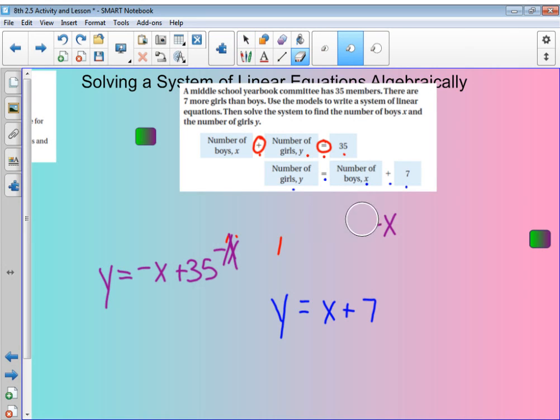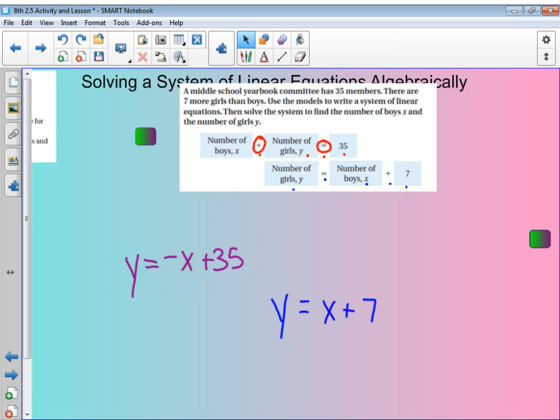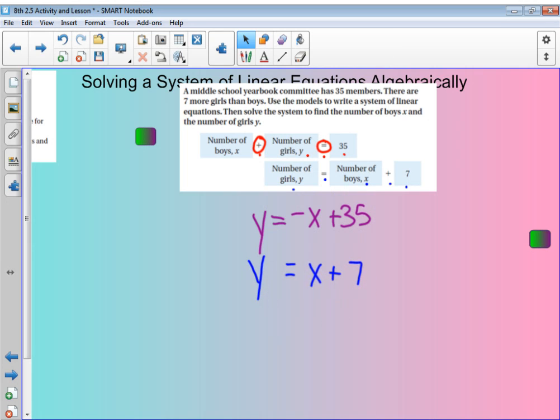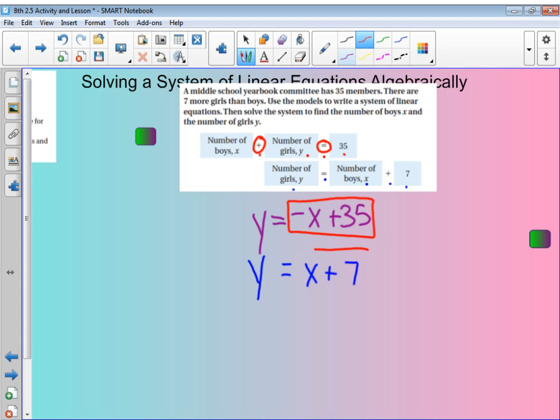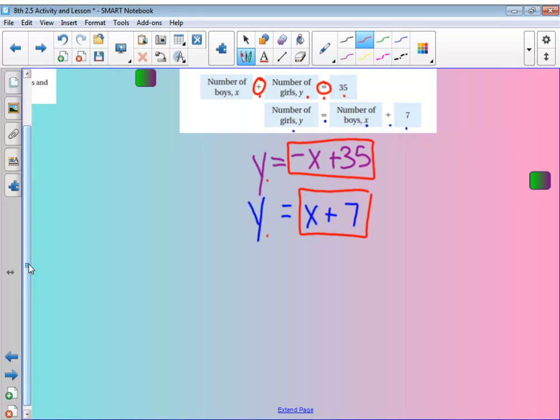Now we're going to look at these 2 equations. We have Y on both sides, and here's how we're now going to solve this algebraically. If those equations are both Y equals, that means that these 2 ends are equal to each other because they both equal Y.